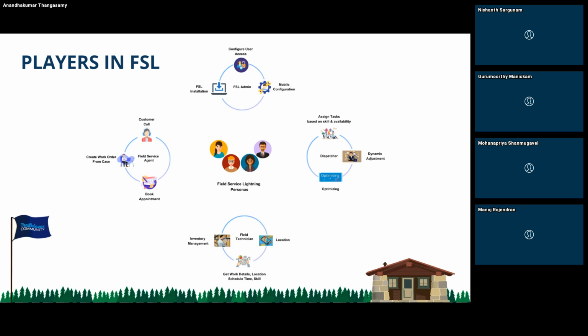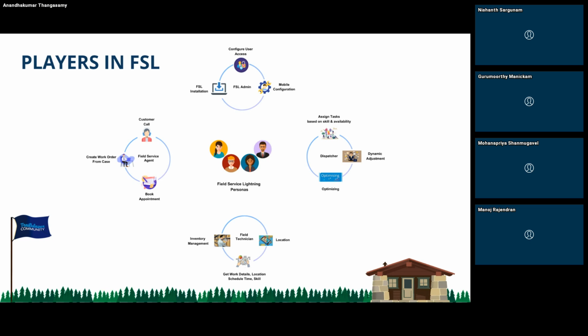It includes the admin, the field service agent, dispatcher, and the technician. So if it comes to the field service admin, similar to other Salesforce clouds, the admin will be the one who installs the managed package, sets up the org, creates different users, assigns them roles, and provides them with different kinds of permissions. All those will be done by the admin. Additionally, there is a separate mobile application for Field Service Lightning, so that mobile configuration will also be done by the FSL admin only.